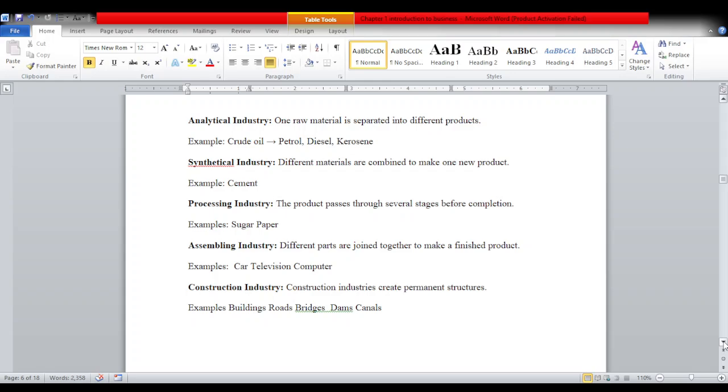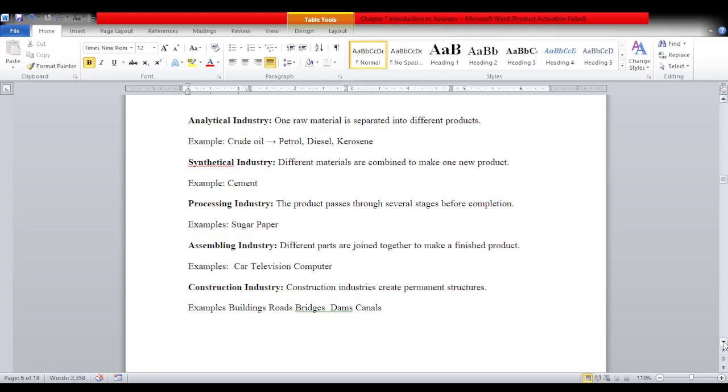You are analyzing what elements are a part of this particular crude oil. The crude oil is analyzed by exploring its different aspects, like petrol, diesel, and kerosene. So this is how your raw material is separated into different products. Next, synthetic industries. Different materials are combined to make one new product, for example cement.